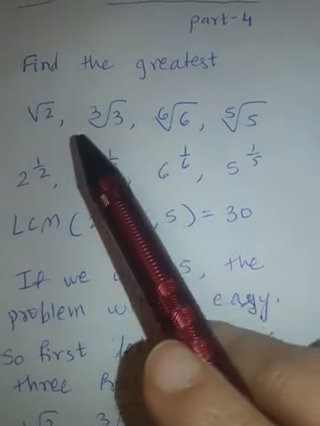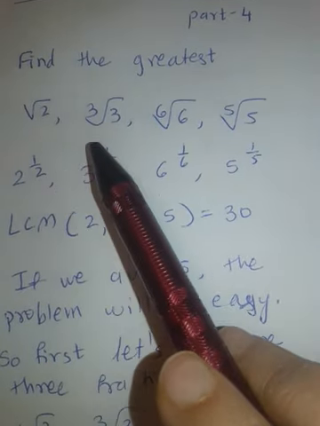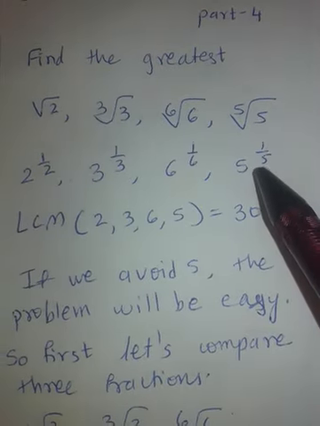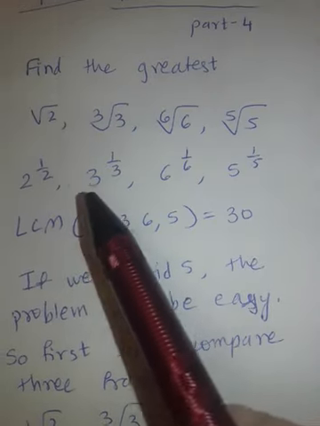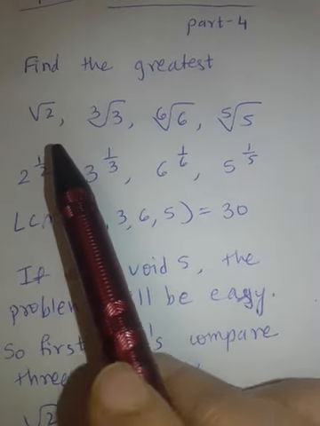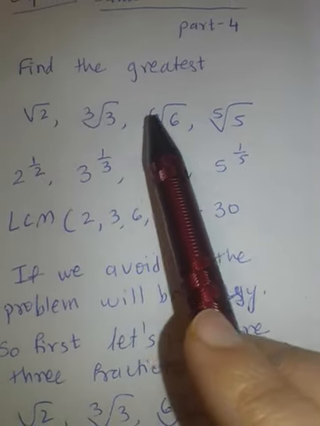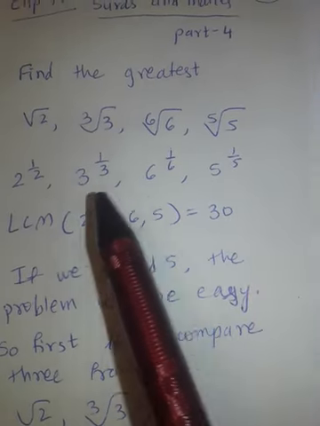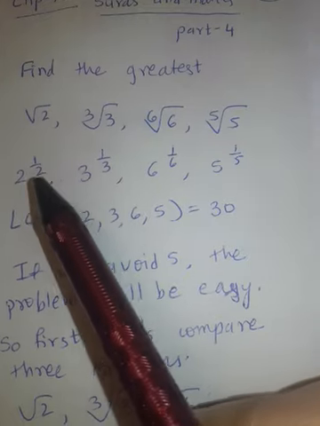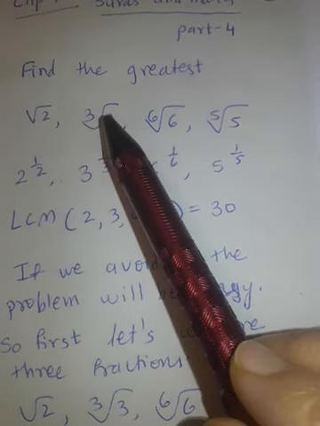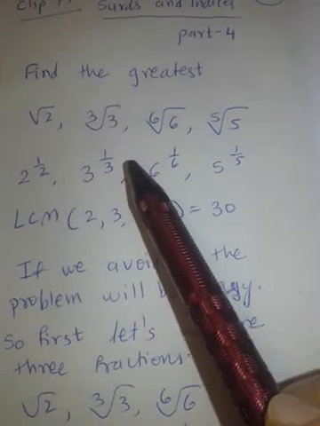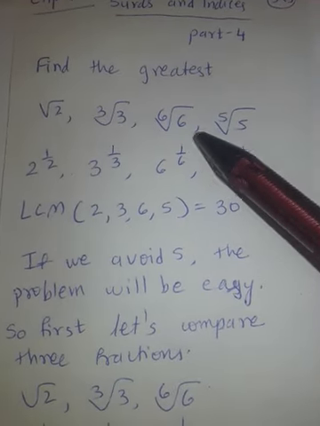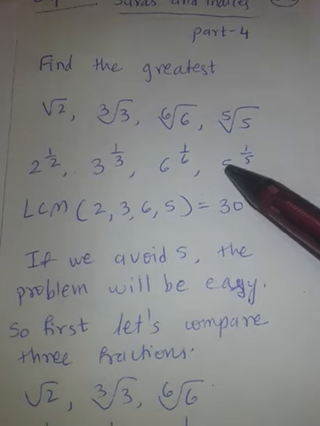Find the greatest among square root of 2, cube root of 3, sixth root of 6 and fifth root of 5. So the first step is, I am going to write all these surds in the form of powers. It becomes very easy that way. Square root of 2 is 2 raised to half, cube root of 3 is 3 raised to 1 by 3, sixth root of 6 is 6 raised to 1 by 6, fifth root of 5 is 5 raised to 1 by 5.